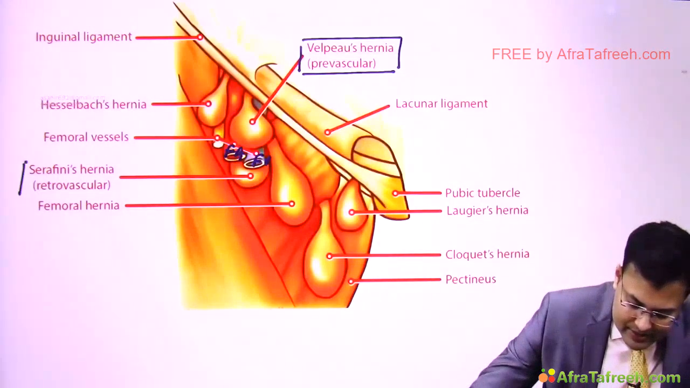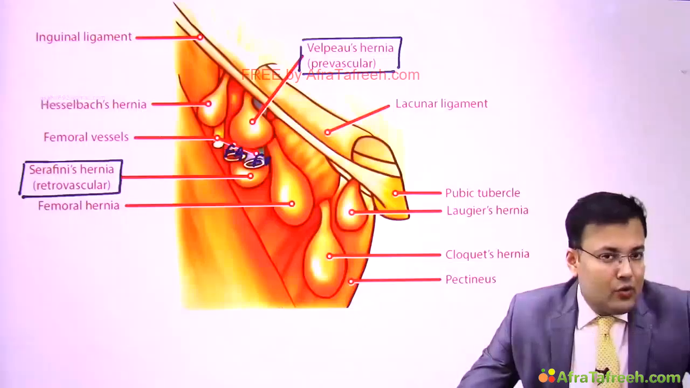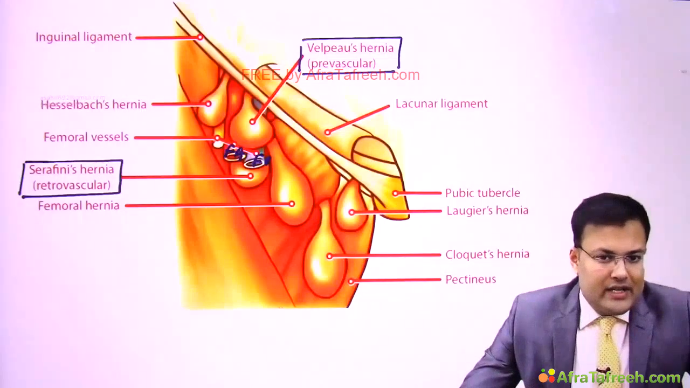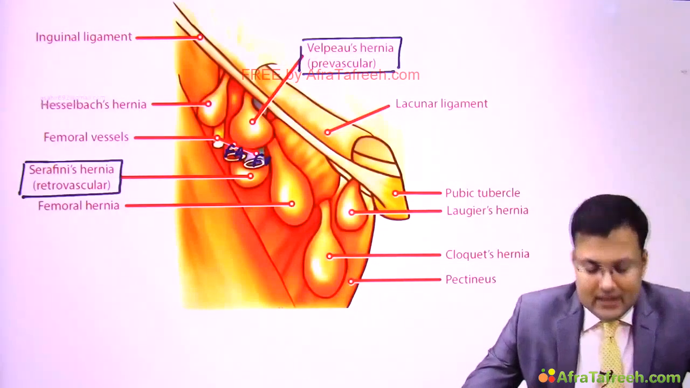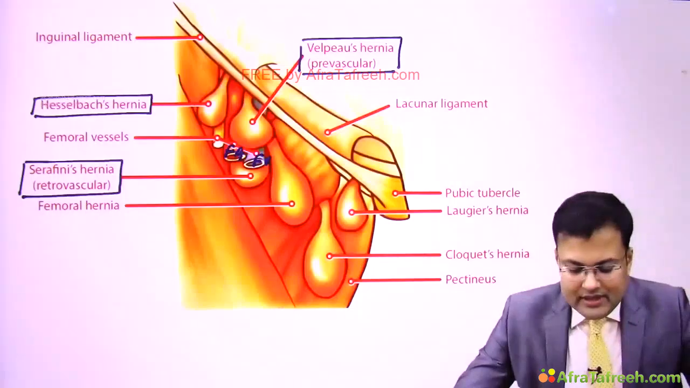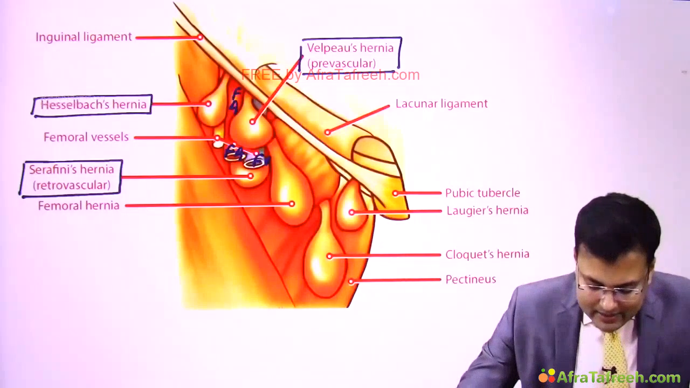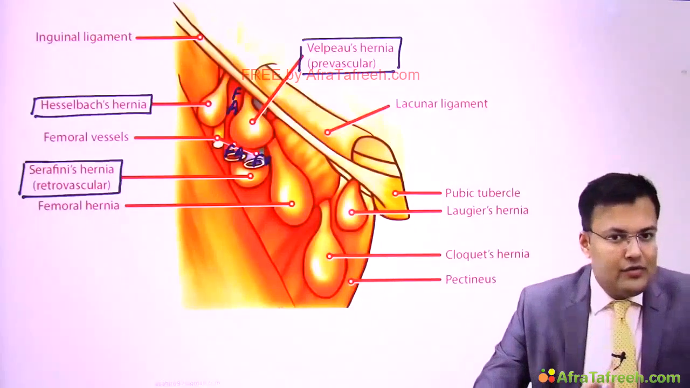Second, you have to remember Serafini's hernia. It's retrovascular, means it is located behind femoral vessels. And third is Hesselbach's hernia. If you see this, this is femoral artery. So this Hesselbach's hernia is located lateral to femoral artery.